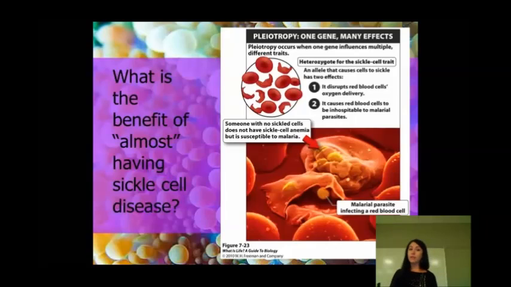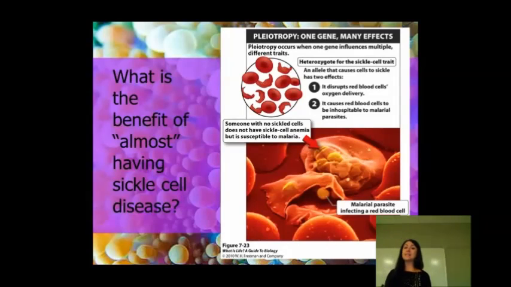So here's another one of those diseases that comes from defective genes. In pleiotropy, this is what occurs when we have gene influences on multiple traits. So one gene influencing multiple traits. So in this case, we talk about sickle cell anemia.